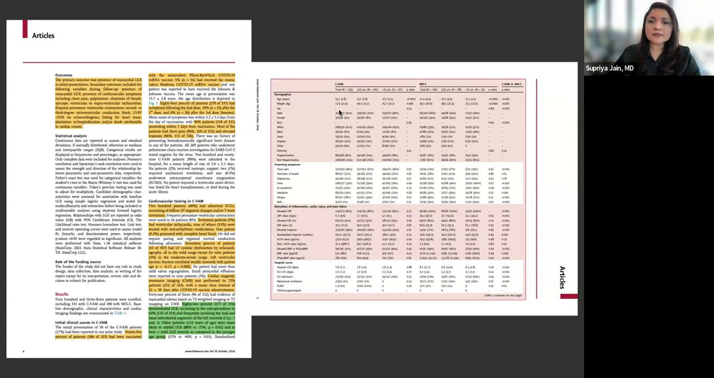The hospital course, if you see here, was way milder in the CVAM group. They had a shorter hospital stay. They had fewer ICU admissions compared to the MISC group. And the need for mechanical ventilation and ECMO was lower in the CVAM group compared to the MISC cohort.